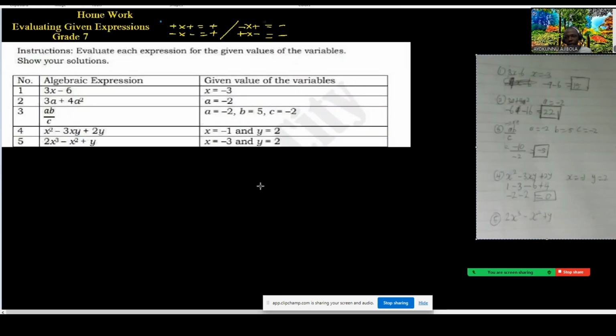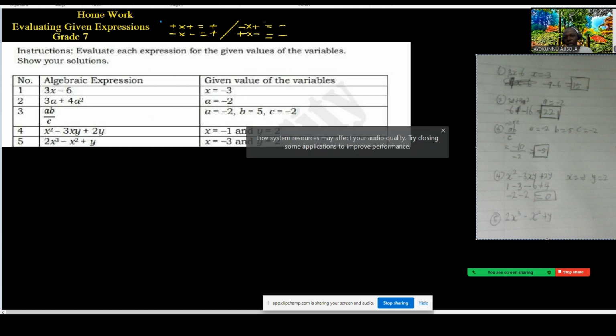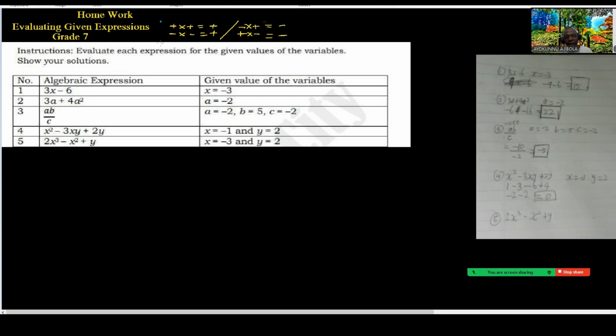The first question says 3x minus 6, and we've been asked to evaluate. When they ask you to evaluate, they're actually asking you to find the actual number that the expression stands for. For example, this number one is just 3x minus 6, and this is not a number at all.